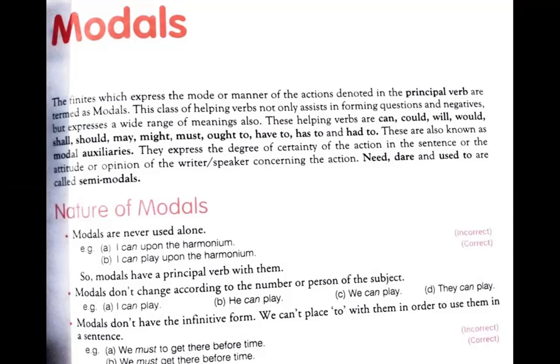The class of helping verbs not only assists in forming questions and negatives but expresses a wide range of meanings also. These are auxiliary verbs, students. That's why these are called verbs also. Auxiliary means it helps the verb to complete its meaning, right? With the help of the mood. These helping verbs, we call them auxiliaries, are can, could, will, would, shall, should, may, might, must, ought to, have to, has to, and had to.